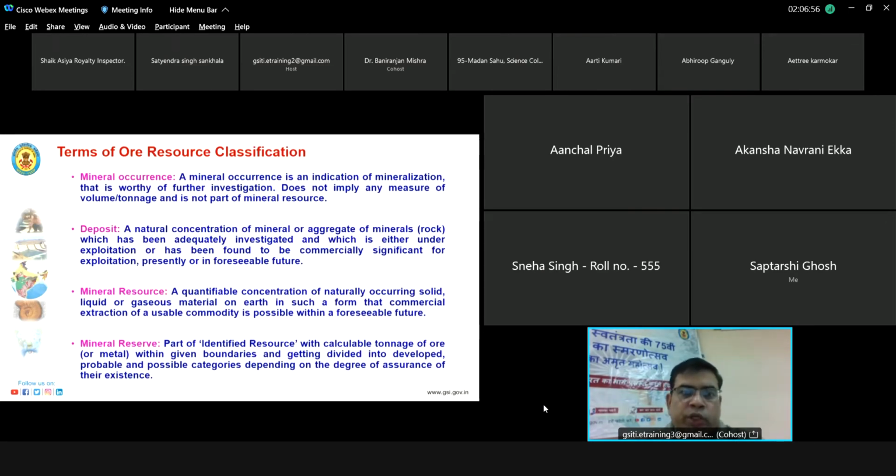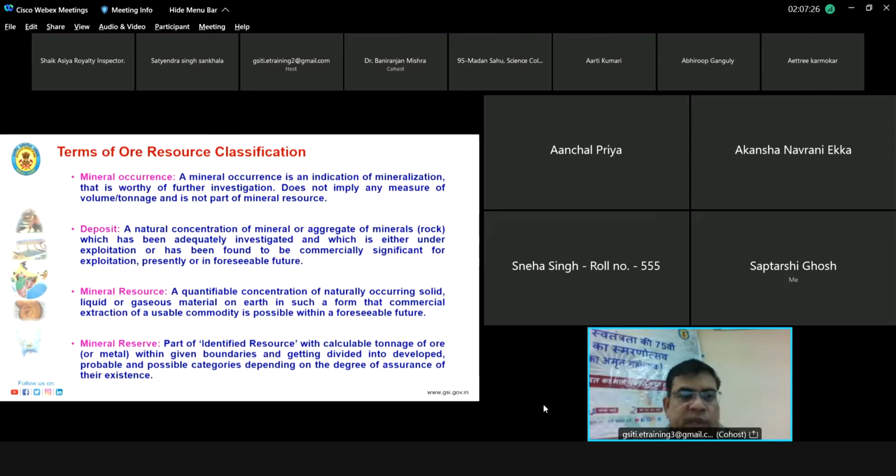In terms of ore resource classification, we have to classify the ores. What is a mineral occurrence? A mineral occurrence is an indication of mineralization that is worthy of further investigation. It does not imply any measure of volume or tonnage and is not a part of the mineral resource. But for an occurrence, we have some background values. We have some values from chemical analysis and from geophysical signatures. So we can tell that the mineral occurrence is there, and we have to go for further exploration.